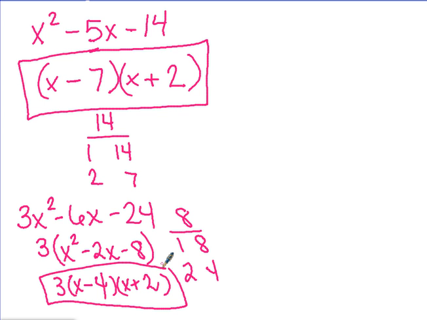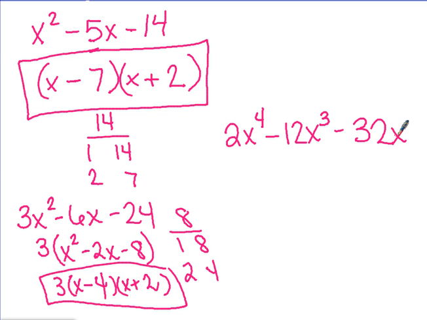Now go ahead and try this one on your own. We have 2x to the 4th minus 12x cubed minus 32x squared. Keep in mind that on some of these you may have to do some monomial factoring before you can factor down into two binomials. All right, so go ahead and try that one on your own, and we will come back and check it in class. Hit pause as you do the problem and hit play when you're ready to move on.